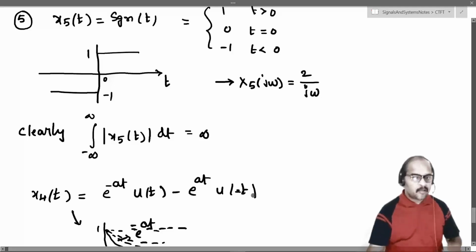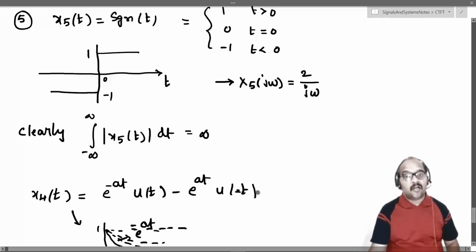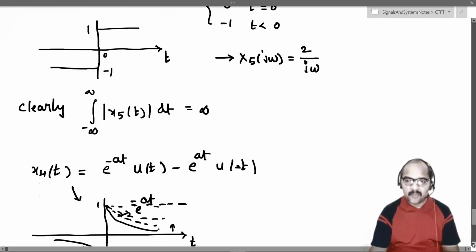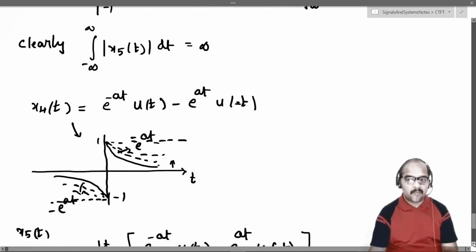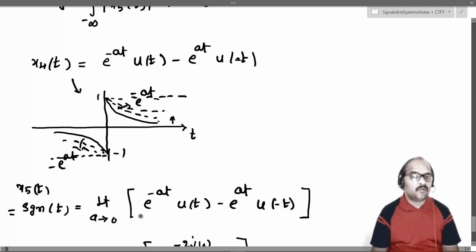Note that we did not use the synthesis equation. Why? The signal is not absolutely integrable, and hence we have to take this route. So it is not a direct route, but an indirect route. What do I mean by that? We take the Fourier transform of the signal x4 of t first and then apply the limit a tends to 0. That will give you the Fourier transform of the signum function.